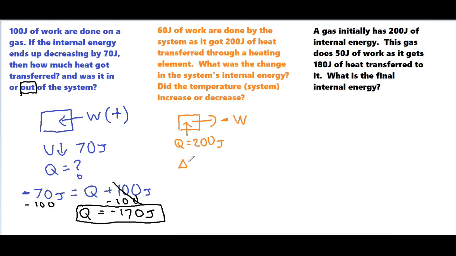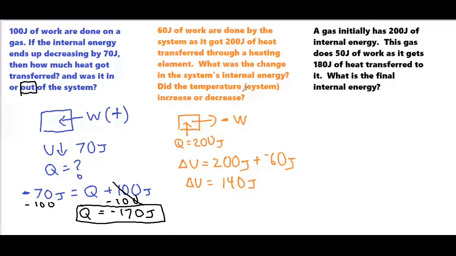So we're going to go ahead and look for our delta U. We said that the heat is positive because it's getting transferred into the system, as mentioned by the problem right over here, 200 joules of heat transferred through a heating element. And then we also said that our work is a negative value, so we'll say plus negative 60 joules. So then 200 minus 60, we have 140 joules as our final answer and our change in internal energy. So check to that one.